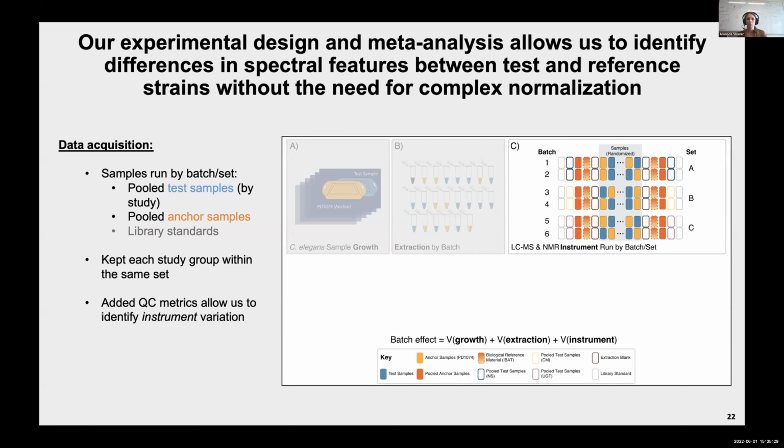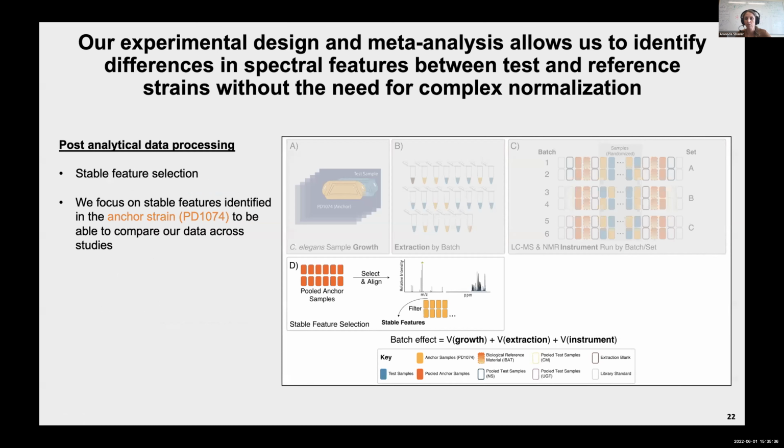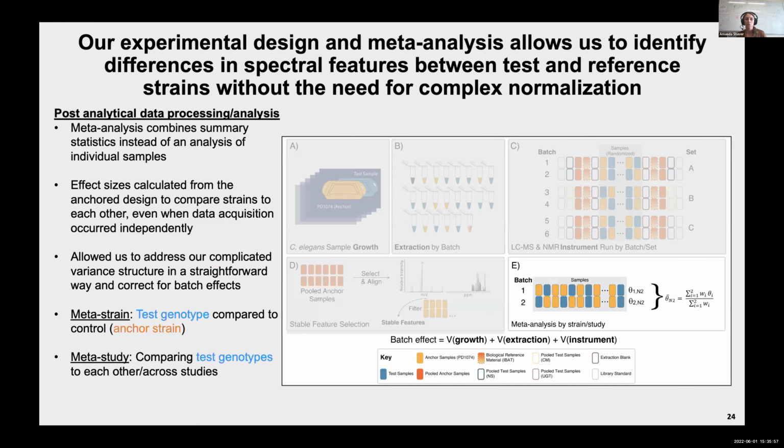So after we did all that, we were able to pool these anchor samples because we did have so many replicates of our anchor sample at every step of the way. We then aligned all of those and selected only stable features that were present in every single sample. So again, those are biological features we can compare all of our test samples to here and in future experiments. After those stable features were selected, we then did a meta-analysis that allowed us to look at the effect sizes calculated from our anchor design so we can compare strains to each other. So that's how our experiment was set up.